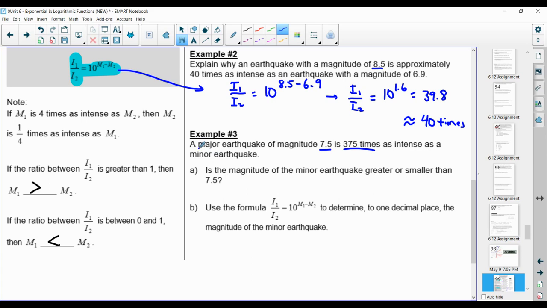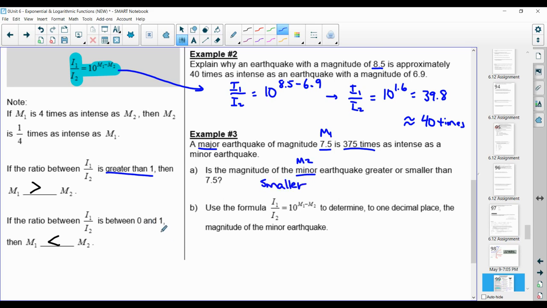Well, given that the question says major and minor, we can probably assume that the minor earthquake is smaller than the major earthquake. However, we can also figure this out using our calculations or using our numbers. So we're told that the magnitude 7.5 earthquake is 375 times as intense as a minor earthquake. That means that our intensity ratio I1 over I2 is going to be greater than 1. So that means that M1 is definitely bigger than M2. And so that means M2 is smaller than M1.